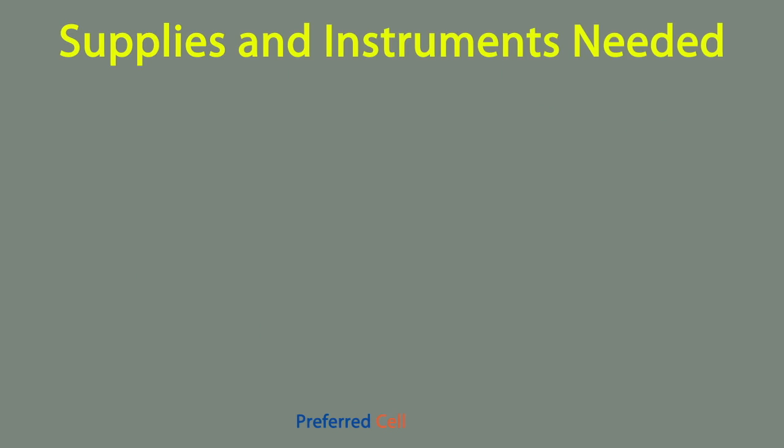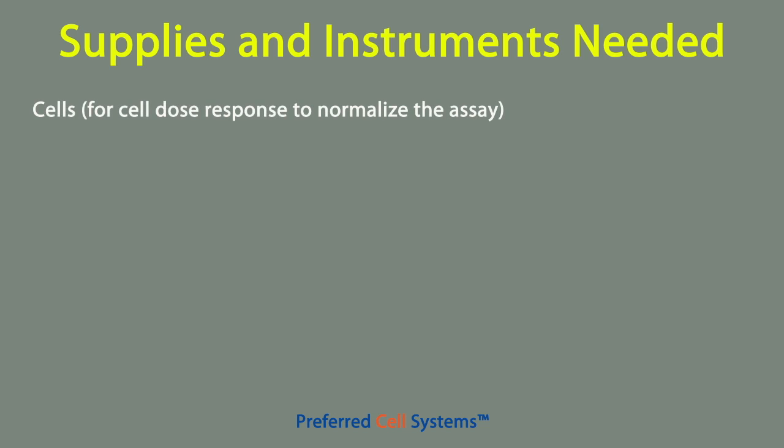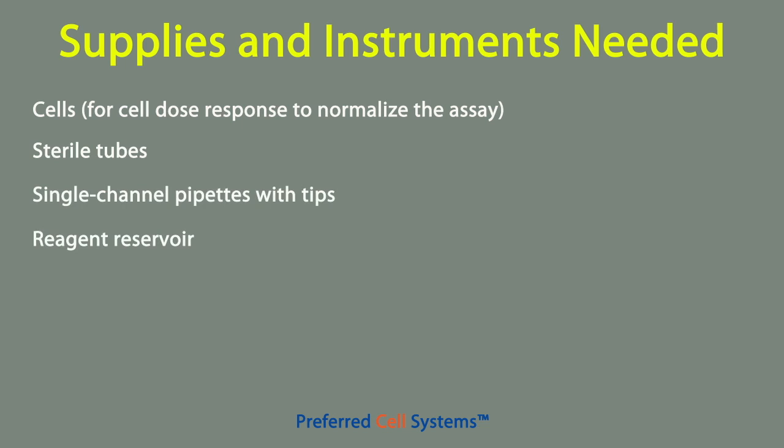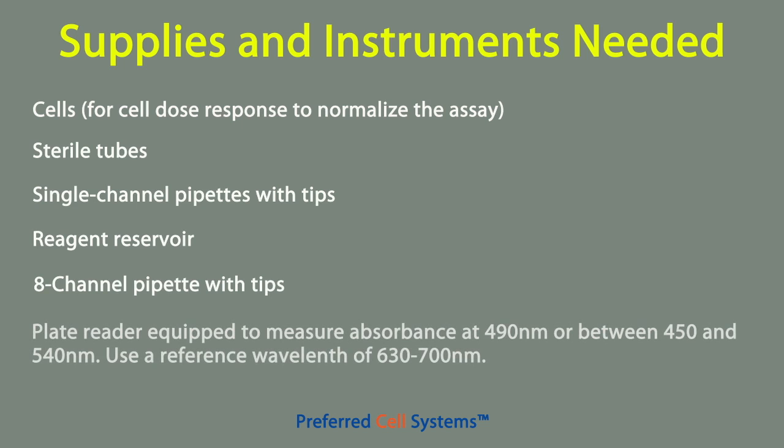Now, there are some supplies and instruments that you do need to provide yourself. For example, cells, if you're going to normalize the assay, and sterile tubes to dilute the cells for the cell dose response. A single channel pipette and sterile tips, a reagent reservoir, an 8-channel pipette and tips, and a plate reader that can measure absorbance at 490 nanometers. Alternatively, you can measure absorbance between 450 to 540 nanometers. You can also use a reference wavelength of 630 to 700 nanometers.